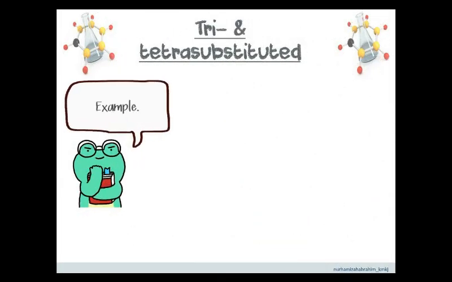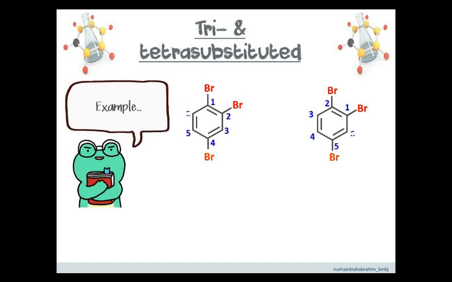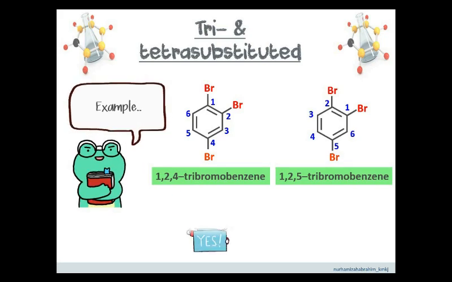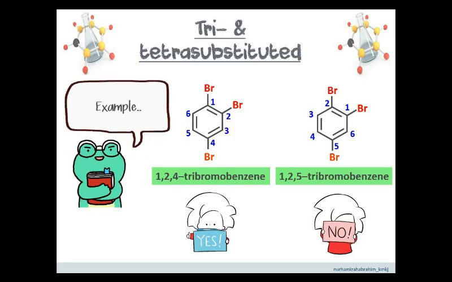For example, in this structure, there are 3 identical bromine atoms as substituents. To name it, we must give the substituents the lowest possible numbers. Therefore, the correct name for this structure is 1,2,4-tribromobenzene, not 1,2,5-tribromobenzene.